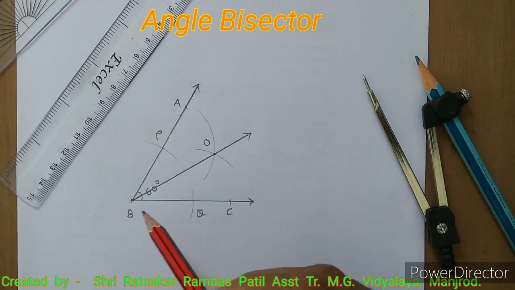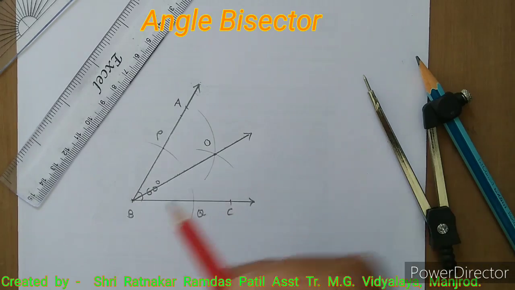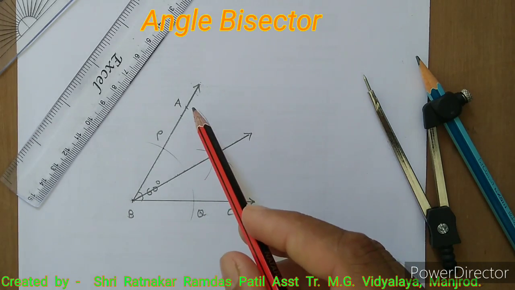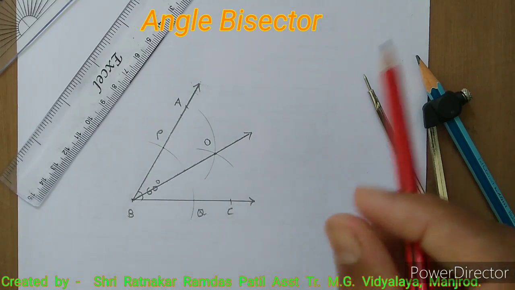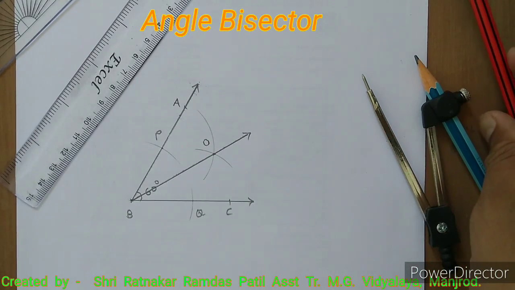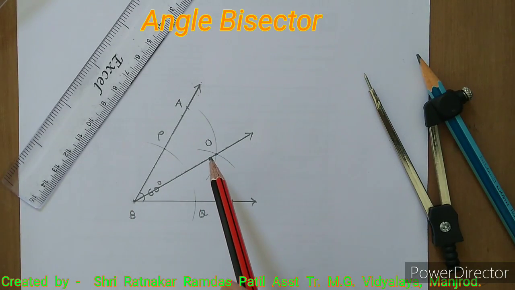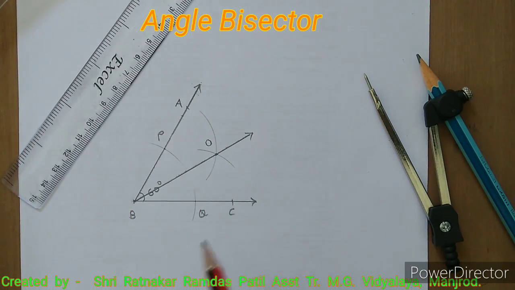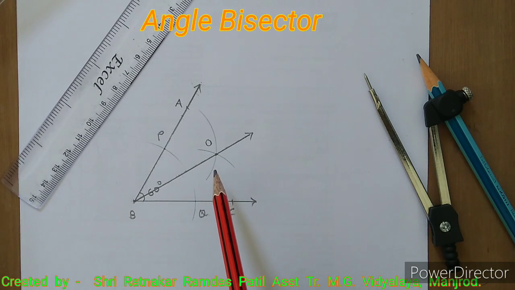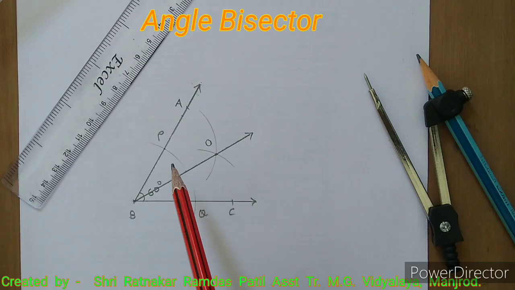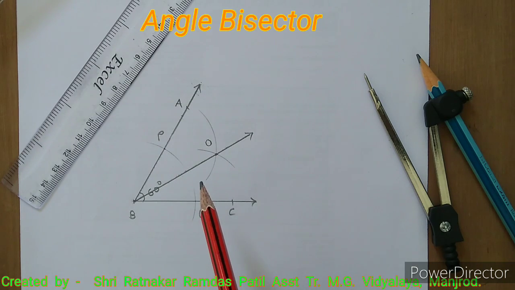Now our angle bisector is ready. Here BO is the angle bisector of angle ABC. Here angle ABO and angle OBC are equal because ray BO divides the angle ABC into two equal parts.